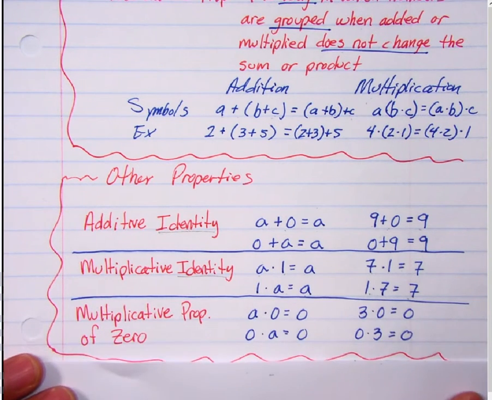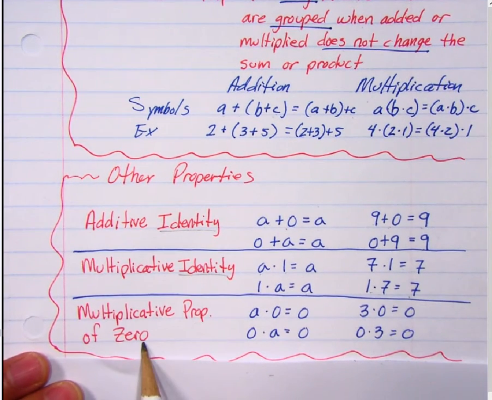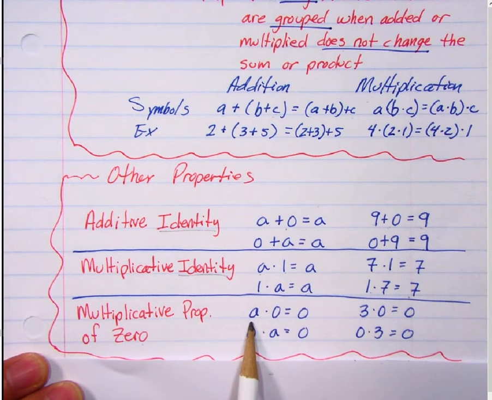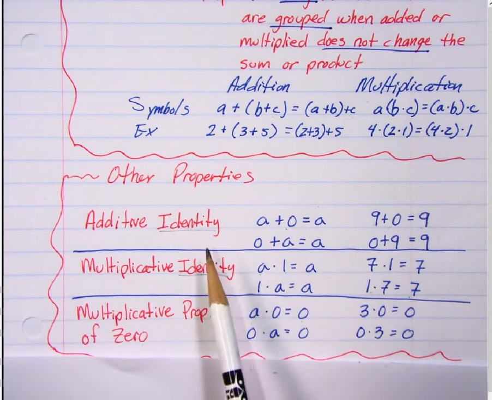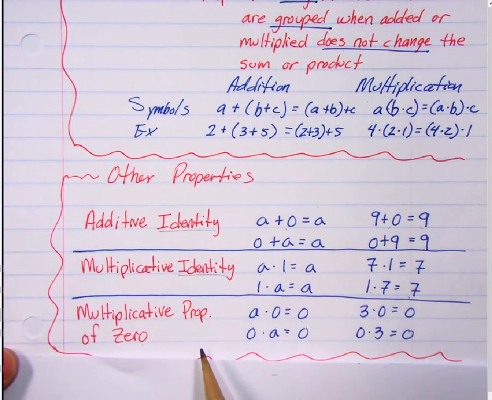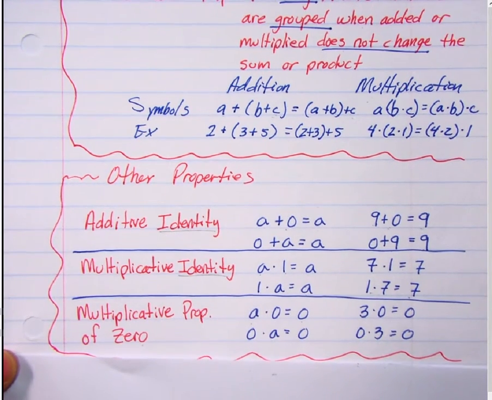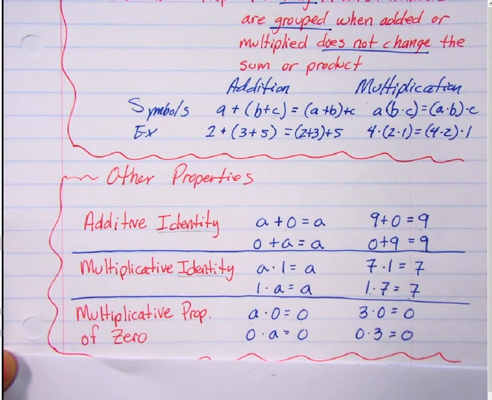The last one I'll show you is the multiplicative property of 0. And it's basically, look, when I multiply anything by 0, I'm going to get 0. Okay, and that's some pretty standard stuff, things you've been seeing for a long time, but maybe you didn't know that there was an actual property for it. So those are the 3 properties you want to know, in addition to commutative and associative.